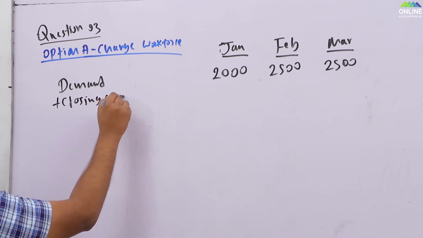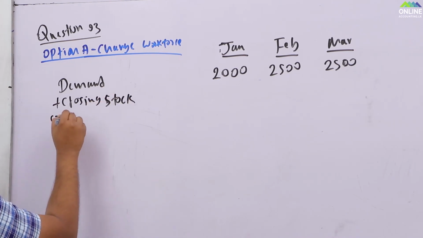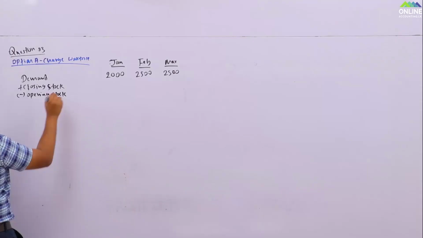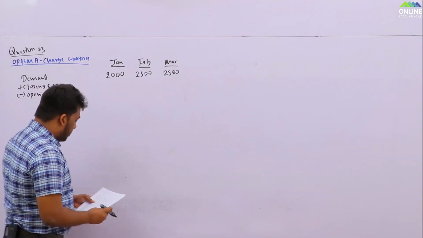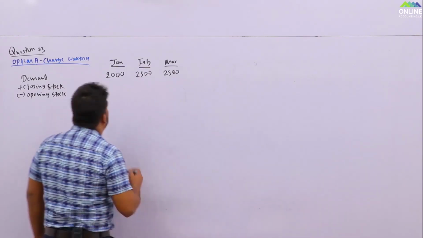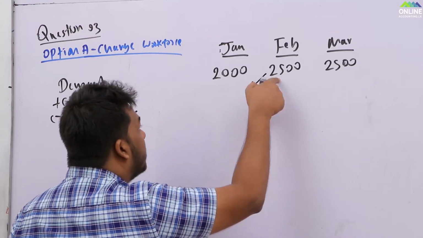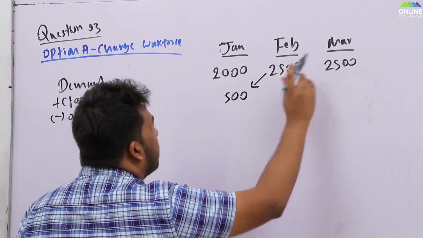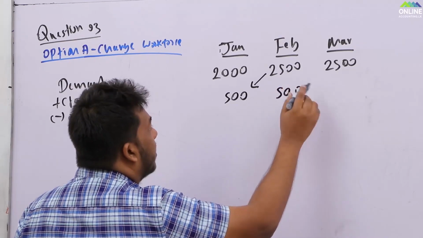You have to plus the closing stock and minus the opening stock. Closing stock is how much? They are telling closing stock is 20% of next month demand. So 2500 into 20%, 500.